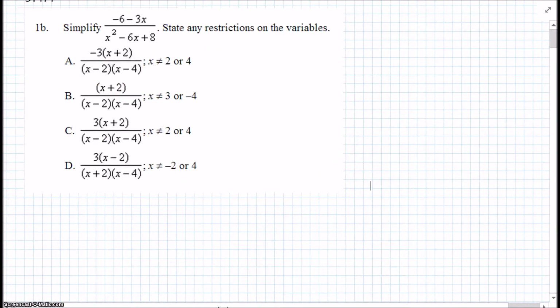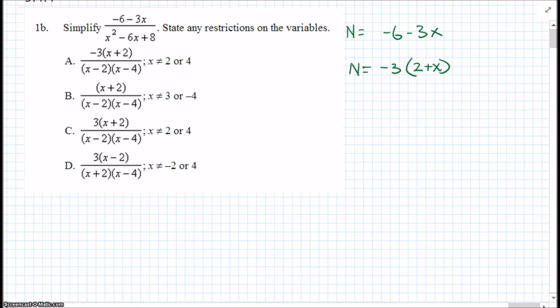All right, 1b. Simplify -6 minus 3x over x squared minus 6x plus 8. So let's start with the numerator. The numerator is negative 6 minus 3x. So what can we factor out? What's the GCF of the numerator? Well, I can factor out a negative 3. And when I factor out a negative 3, I get 2 plus x.